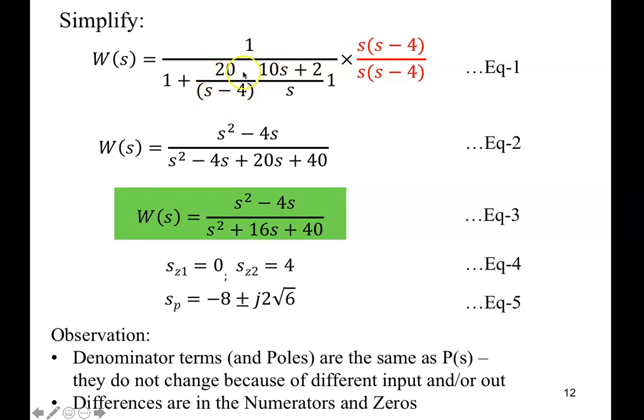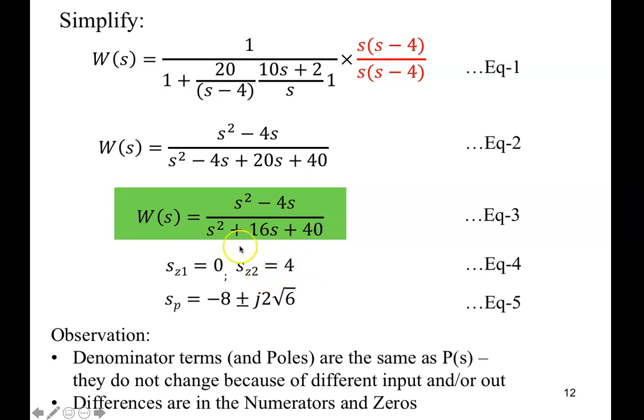So I'll end up with, I don't know where this 10 comes from, that 10 should not be there, so it's s plus 2. So that becomes 20s plus 40. That's the transfer function between the control error and the input. Now if you examine the zeros, if I equate the numerator term to 0, I have two solutions. I have two zeros. One is s equal to 0, the other one is s equal to 4.